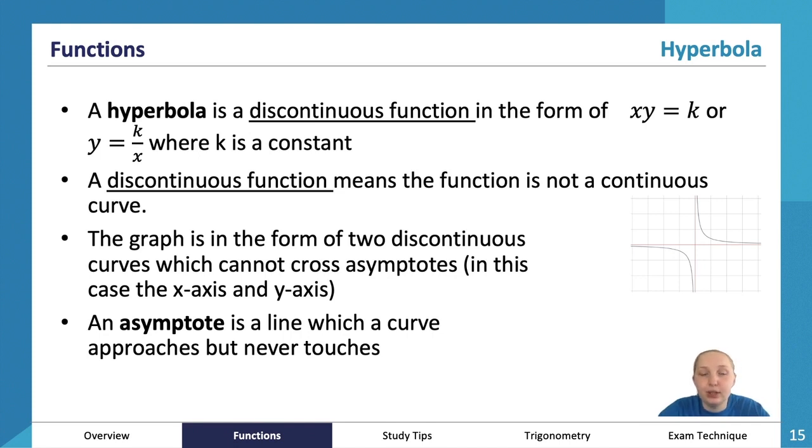And so when we're looking at a hyperbola specifically, our graph is in the form of two discontinuous curves that have asymptotes in the x and the y-axis that they cannot cross. So an asymptote is essentially just a line which your curve will approach, but it will never touch. So looking at this graph of a hyperbola here, we can see that this is just the basic graph of y equals 1 on x.